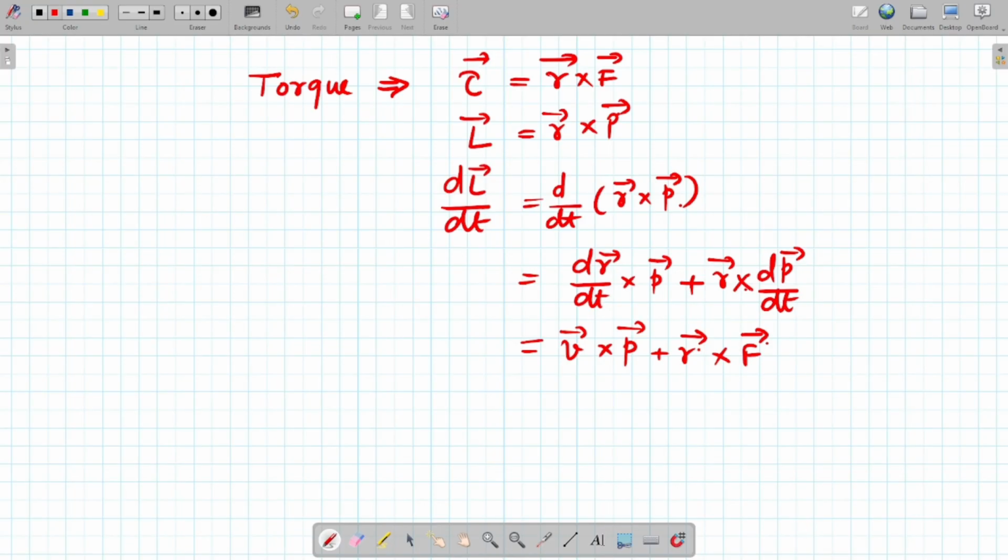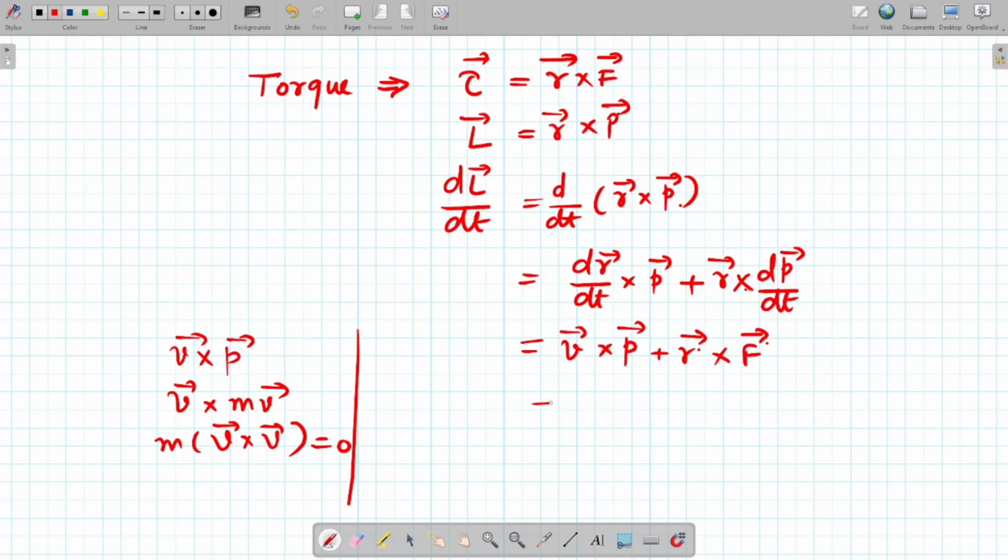So if you see, v cross p will be v cross mv, which is mv cross v. If you cross the same vector, it will become zero, okay. So we can say this is 0 plus r cross f. And what is r cross f? Do you know? What do we call r cross f? Very good. It will be torque. Well done. So it would be torque, okay.